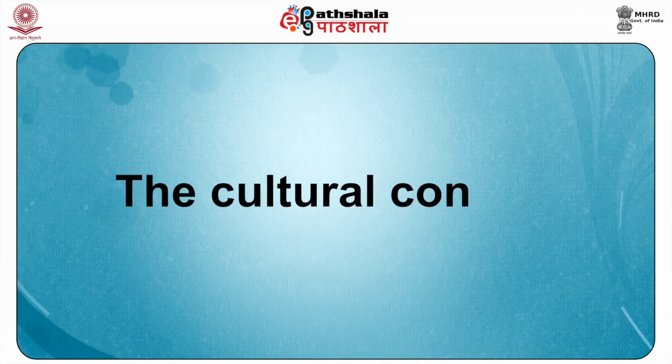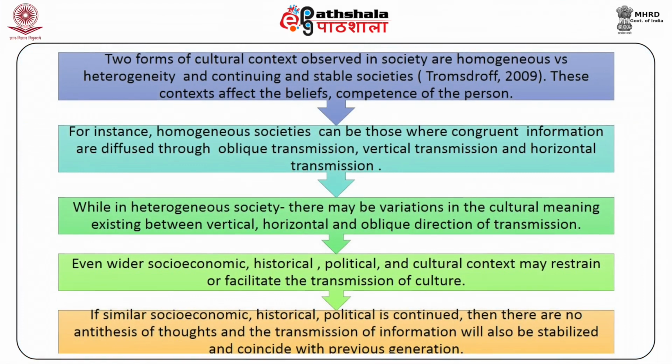The cultural context. Two forms of cultural context observed in society are homogeneity versus heterogeneity, and continuing and stable societies. These contexts affect the beliefs and competence of the person. For instance, homogeneous societies can be those where congruent information is diffused through oblique transmission, vertical transmission, and horizontal transmission. While in a heterogeneous society, there may be variations in the cultural meaning existing between vertical, horizontal, and oblique directions of transmission.